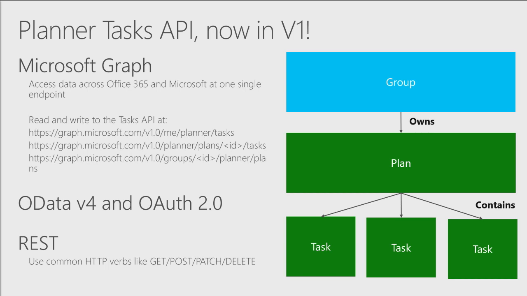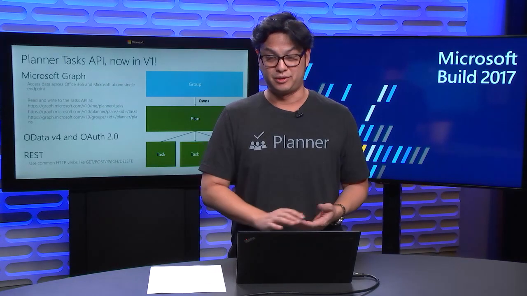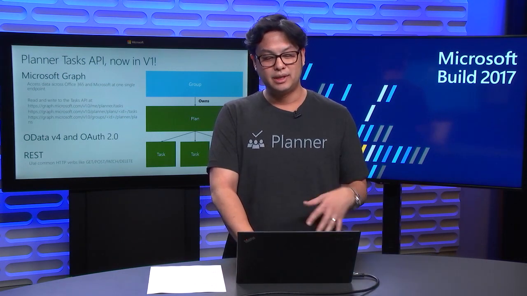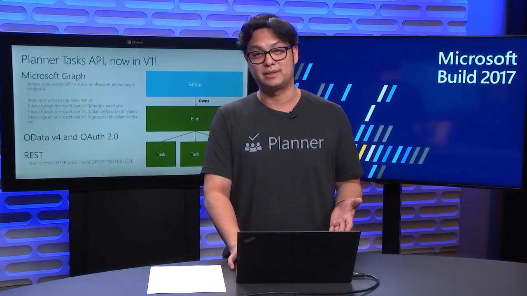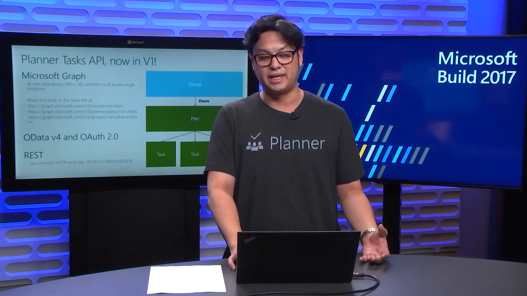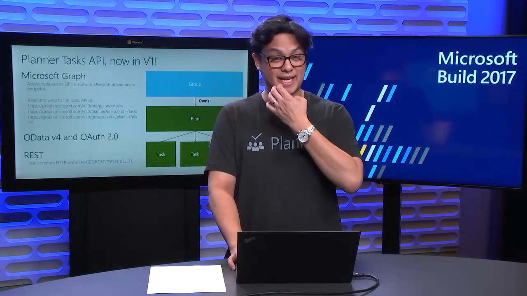Through the Microsoft Graph, you'll be able to access all of that content that you get in Planner. So all the plans, the tasks, the boards, and so on. The overall system is pretty straightforward, like I described before. You have a group which owns a plan. That plan contains a collection of tasks.